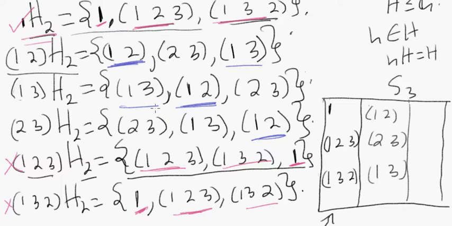1, 3 is also in 1, 2, H2. 2, 3 is in 1, 3, H2. 2, 3 is also in 1, 2, H2. And the same is true for 2, 3, H2. They have all the elements in common.